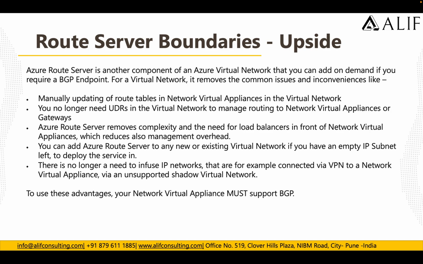If you have an empty subnet left to deploy the service in, there is no longer a need to inject the IP networks that are, for example, connected by a VPN to a virtual appliance by an unsupported shadow virtual network, right? So to use this kind of upside advantage, you always need to make sure your NVA supports BGP routing, and in most cases that is supported.